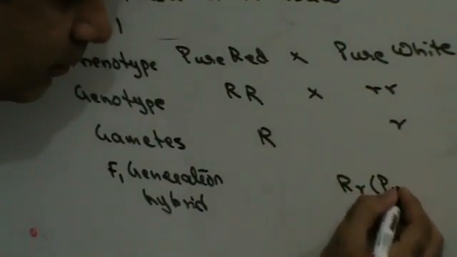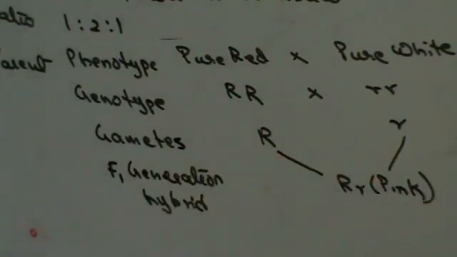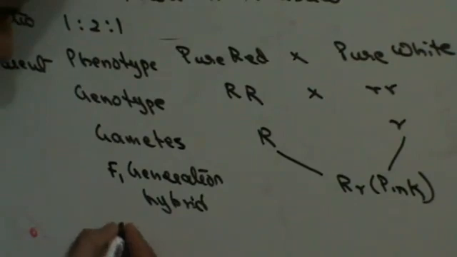F1 generation hybrid will be Rr, which is going to be pink. Contrary to Mendel's law, where only the dominant character should have shown and it should have been red, here you will have pink.